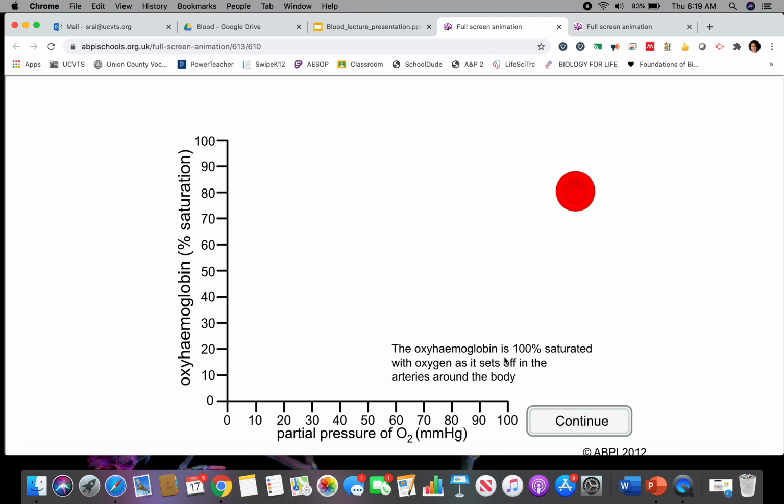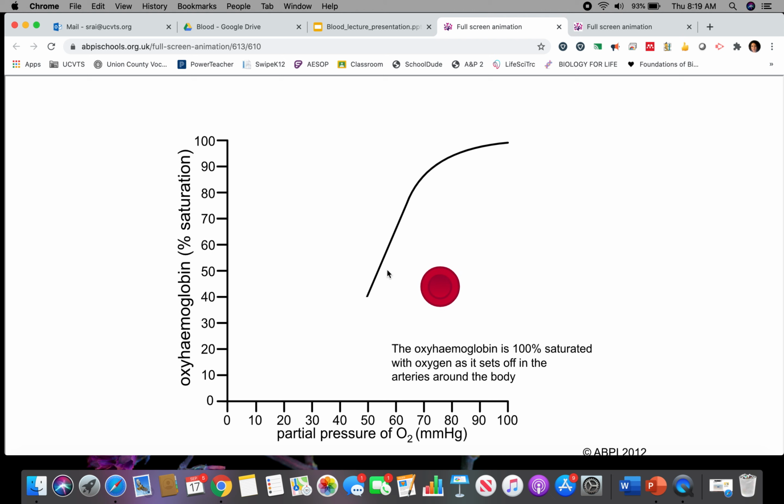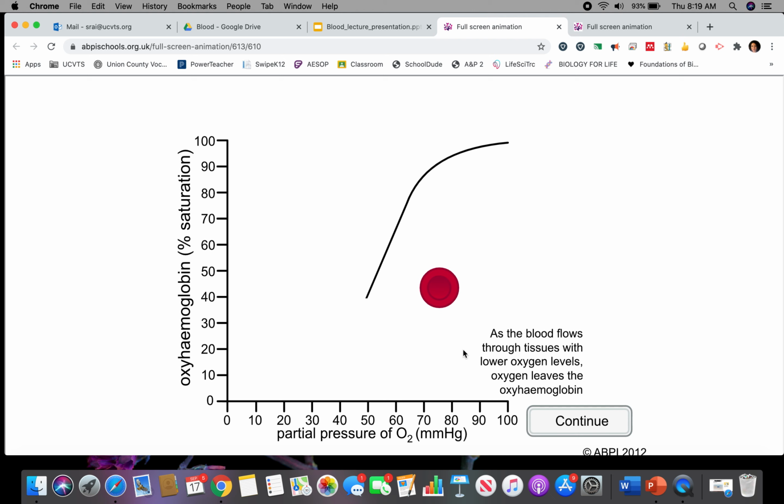So at 100%, oxygen is sent off in the arteries around the body. So it has 100% when it is in the arteries. And as it's traveling through the body, respiration is happening and oxygen is being used up. Cells do not have enough oxygen. In those cases, when the surrounding area does not have enough oxygen, oxygen will be released from hemoglobin.